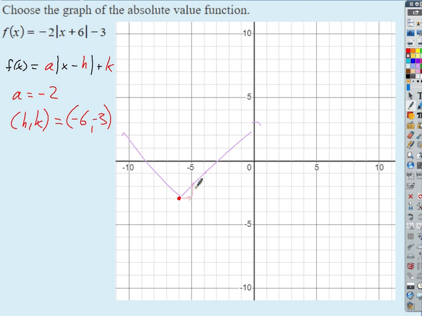But the job of the dilation factor is to tell us what we're going to multiply the normal vertical amount by, right? So we're multiplying positive 1 by negative 2, so going down by 2. Okay? So that's going to give us a point right here.